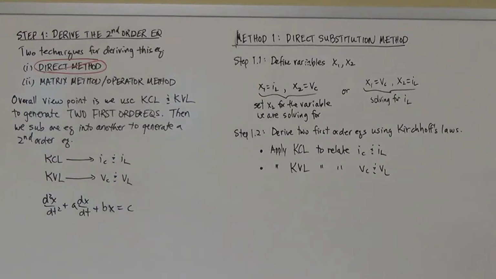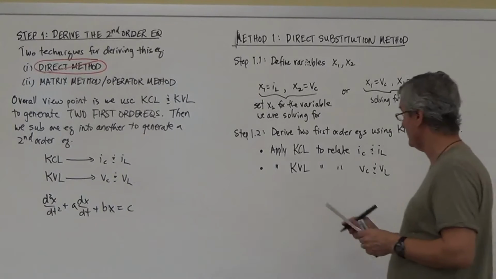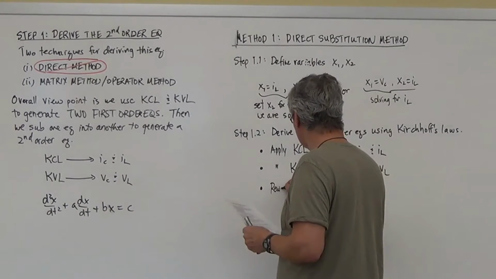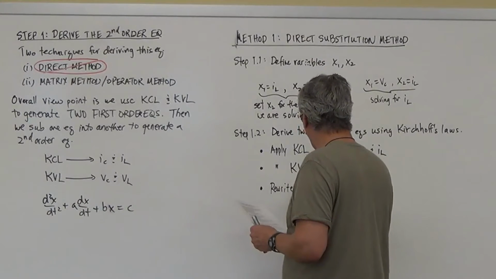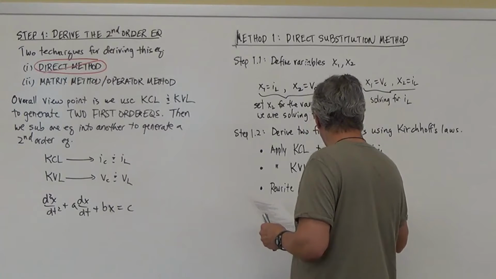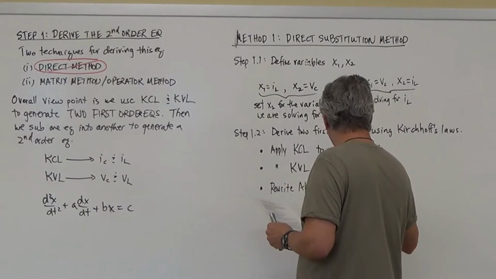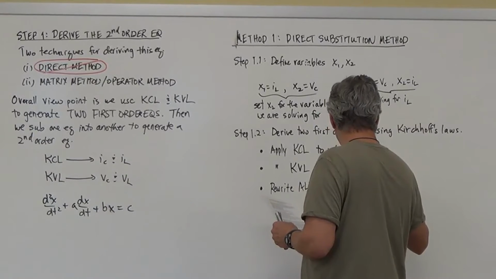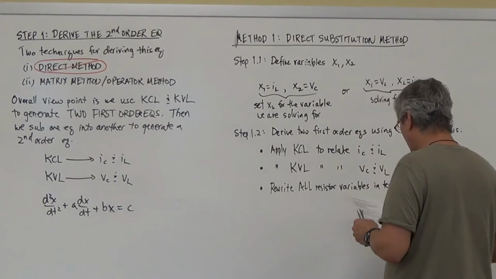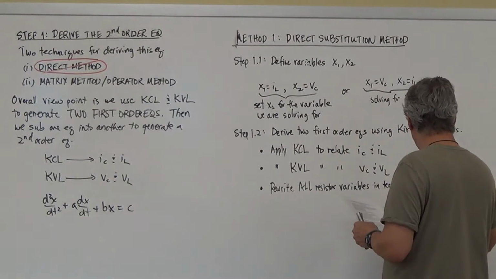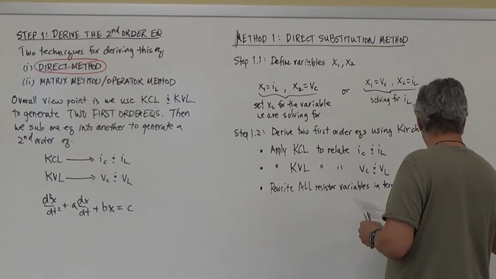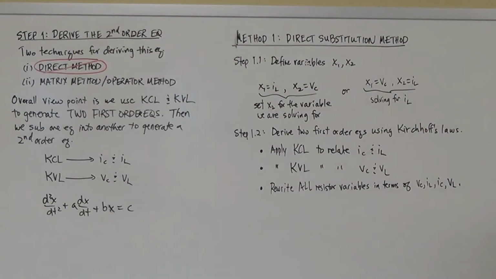And then there's the resistor term. And this becomes an important piece. You want to rewrite all resistor variables in terms of VC, IL, IC, VL, in terms of those four variables.